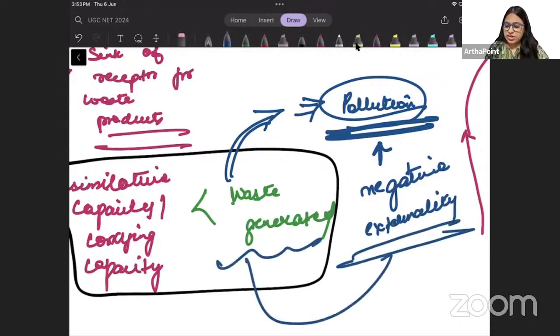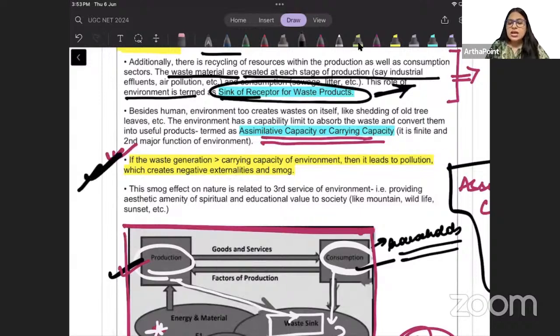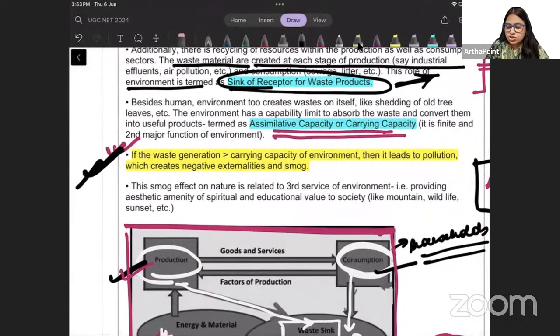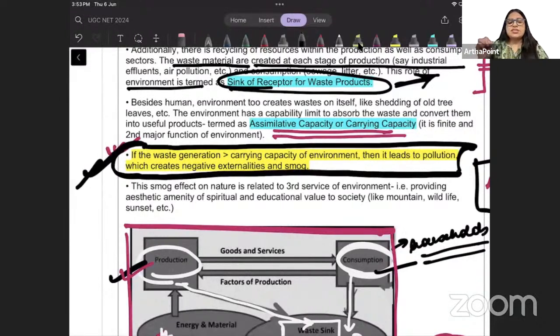जो ये वेस्ट जनरेट किया, यही इसका नेगेटिव एक्सटर्नैलिटी हो जाएगा, that it will cause pollution. इससे पॉल्यूशन हो रही है, that would be its negative externality. Am I making sense? So this is what we have written here, that if waste generation is greater than carrying capacity of the environment, then it leads to pollution which creates negative externality and smog. तो उससे pollution भी होगा, negative externality भी होगा, smog भी होगा, right?